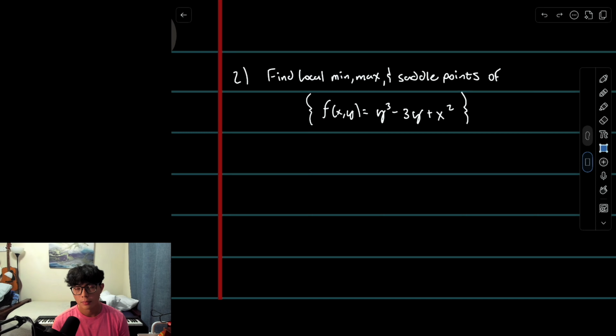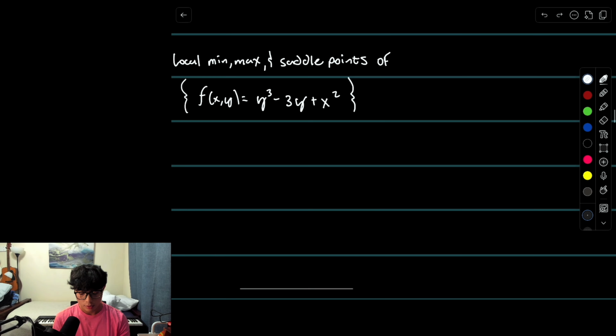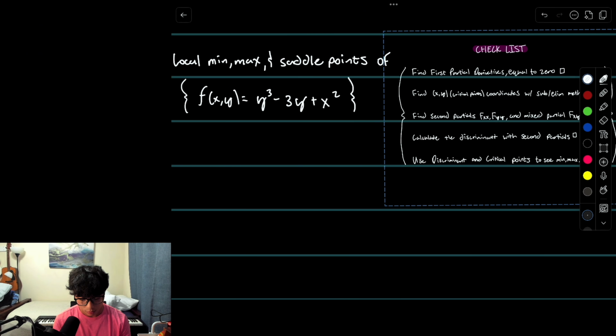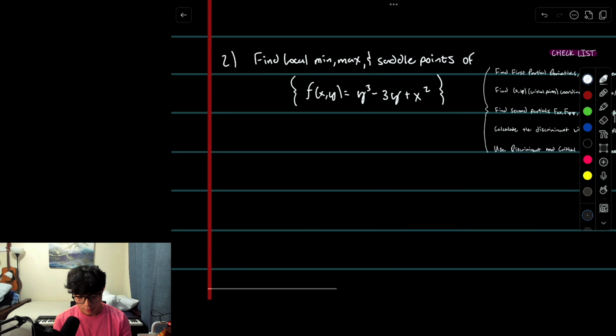So our next problem is going to ask us to find the local min, max, and saddle points of f(x, y) equals y cubed minus 3y plus x squared. Now I'll summon our checklist again, but try to remember this list in general. So we're going to find the first partial derivatives and set them to 0.